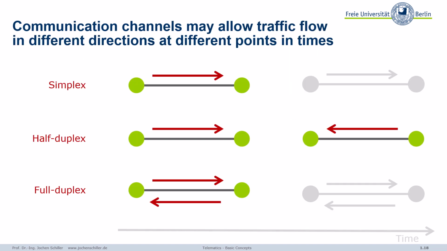What else? We have different types of communication channels. So the simplest form is called simplex. That means I can send information from A to B. I can continue to do this, but there's no way back. That's simplex, because this channel does not allow the other direction.